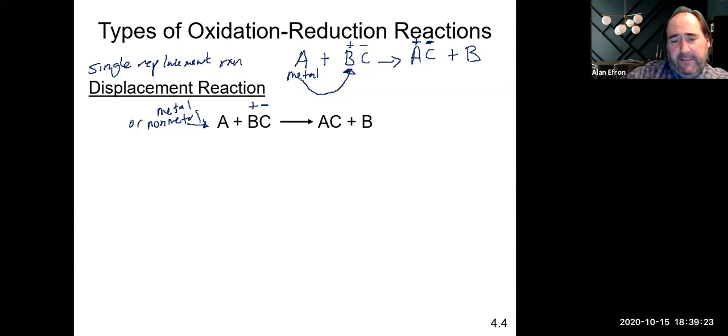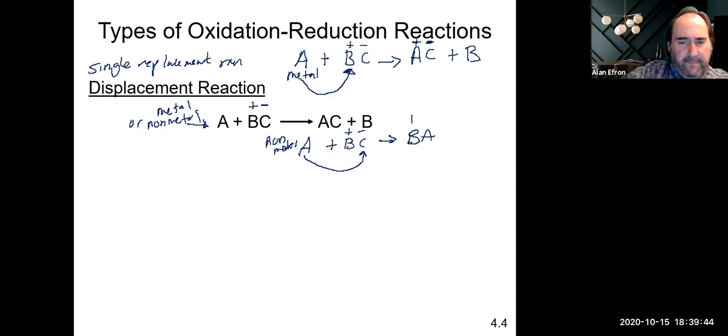Another type is if the A is a non-metal. And same idea here. The non-metal doesn't have a charge here, but when it gains a charge, it is negative. So it will kick out the negative one here and will form, again, a new ionic compound, where the other comes out with no oxidation state on both of these here.